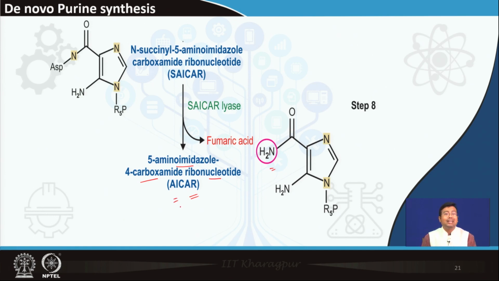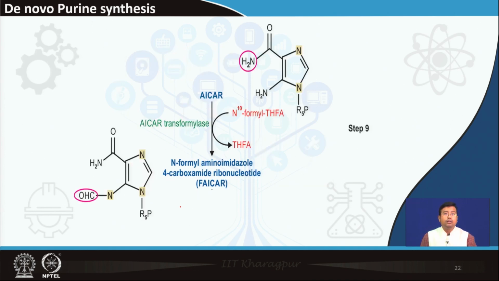This is step 9. We are left with what was the next donor? Again a formyl group. So, same formyl donor, formyl transferase or transformylase, N10 formyl tetrahydrofolic acid. It donates a CHO molecule, right, and it forms formylated AICAR or N-formyl aminoimidazole 4-carboxamide ribonucleotide. All right. Again, this is a 1 carbon exchange in which there is incorporation of 1 formyl group. Can you tell me what is the next step?